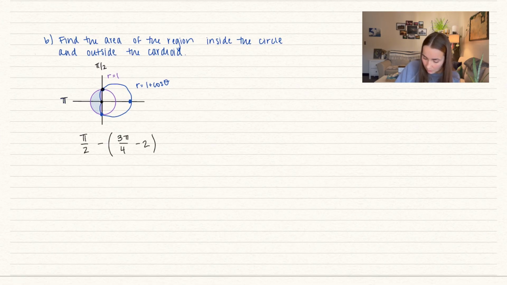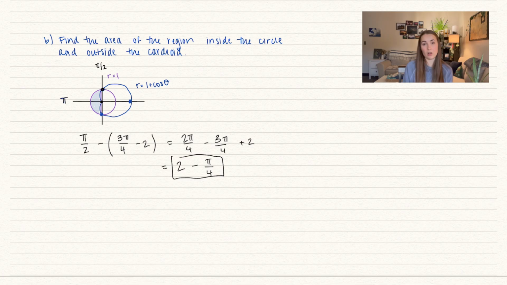So if we do that, we get pi over 2, and actually I'll make a common denominator, so 2 pi over 4 minus 3 pi over 4 plus 2. That is 2 minus pi over 4. And that's going to be the area that is inside the circle but outside of the cardioid.